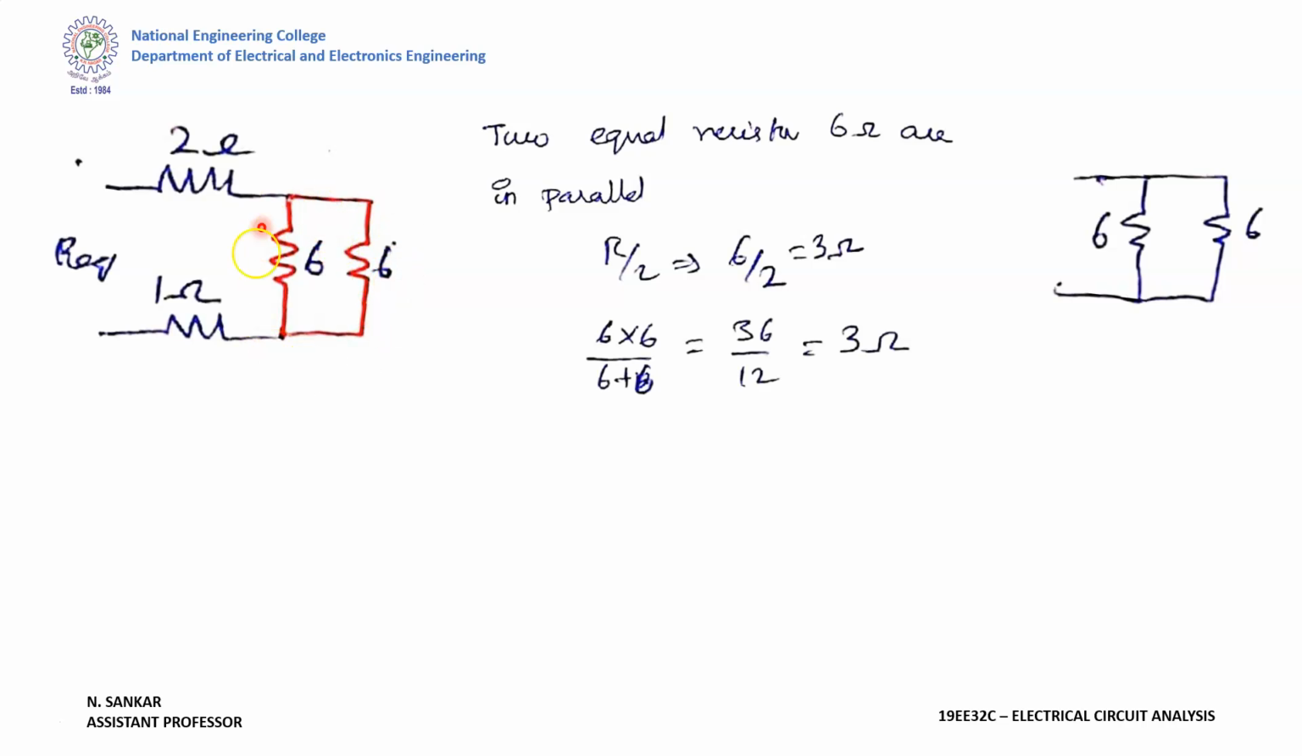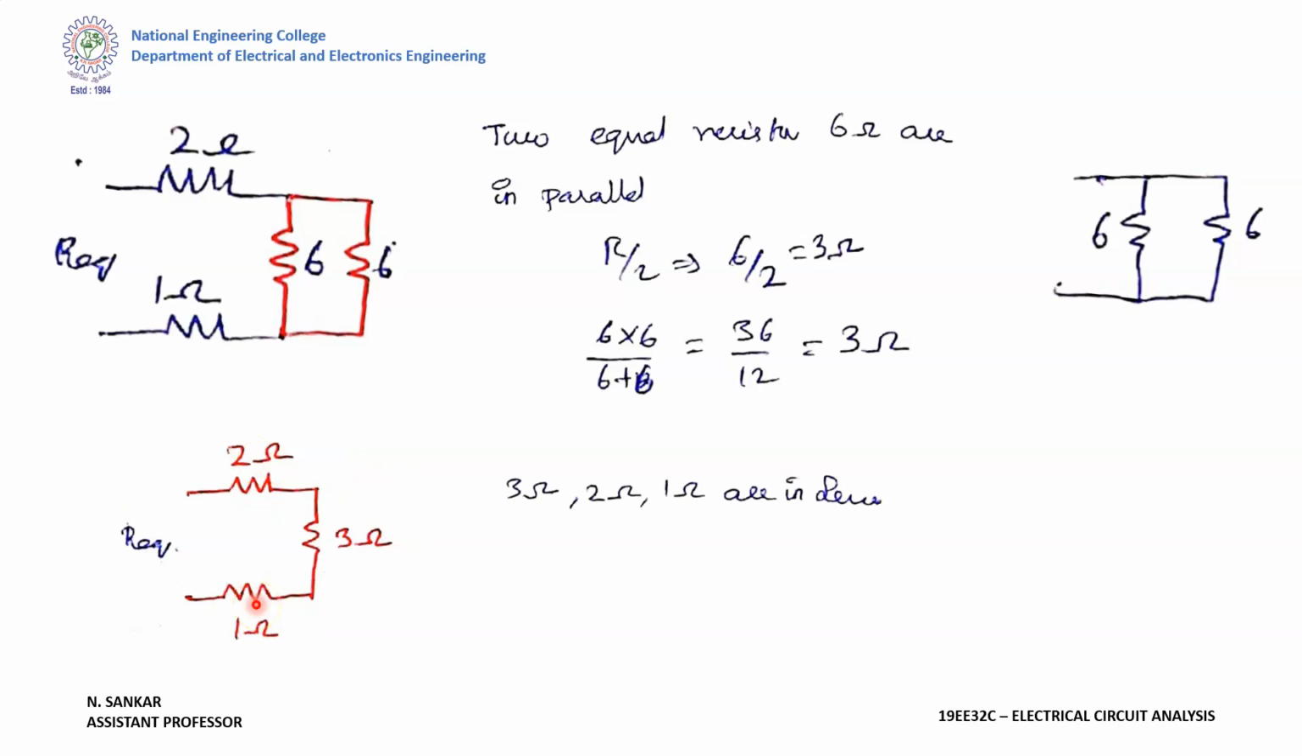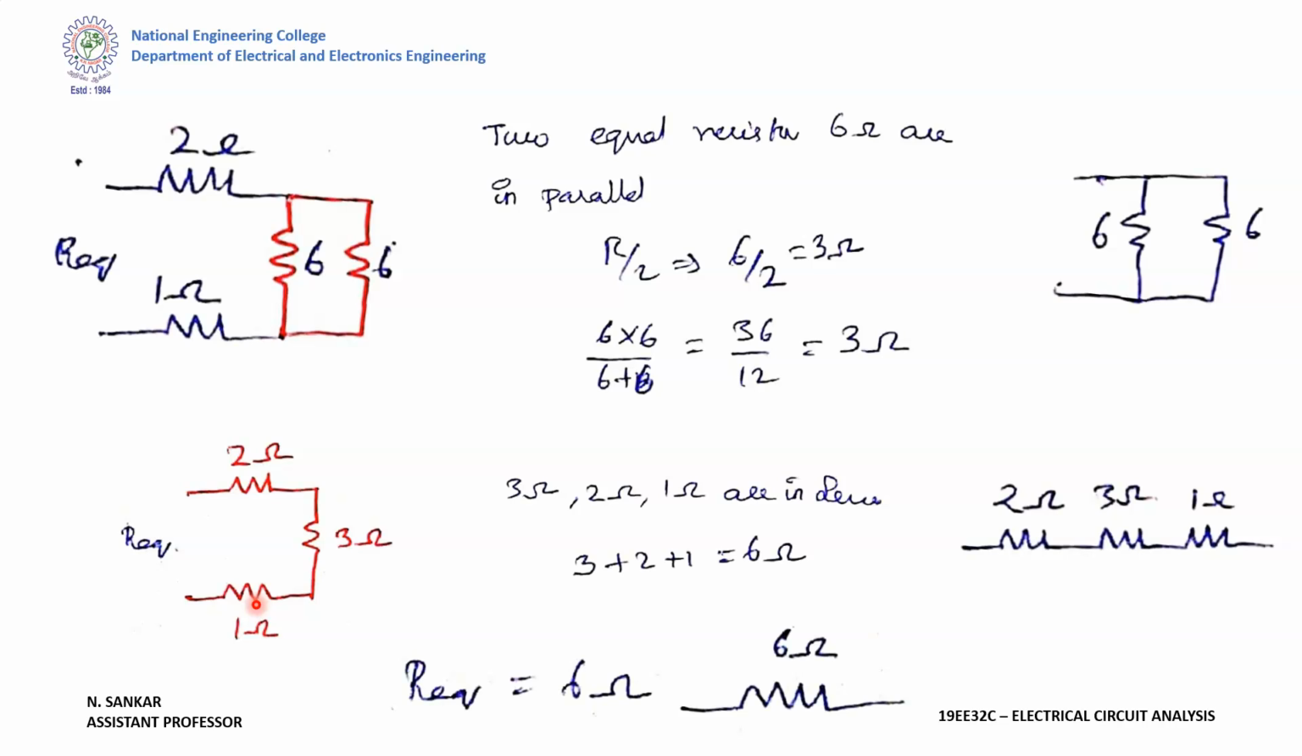So now these two resistors have to be cleared, and you have to add 3 ohm here like this. So now 2 ohm, 3 ohm, 1 ohm. So all are in series. So the answer will be 2 plus 3 plus 1, which will be equal to R equivalent, that is 6 ohm. Okay, so this is the answer.